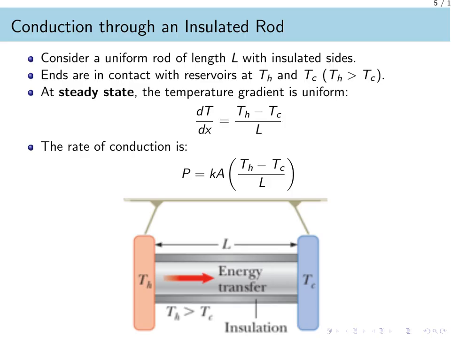Now consider a uniform rod of length L with insulated sides to prevent energy from escaping. If the ends are in contact with two reservoirs at different temperatures, a steady state is reached where the temperature gradient becomes uniform. In this case, the temperature gradient is simply the difference between the hot and cold temperatures divided by the length of the rod. Consequently, the power or rate of conduction is calculated as the thermal conductivity times the area multiplied by the quantity of the hot temperature minus the cold temperature divided by the length.